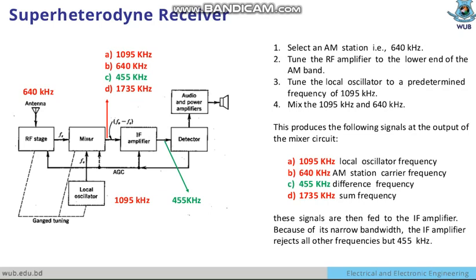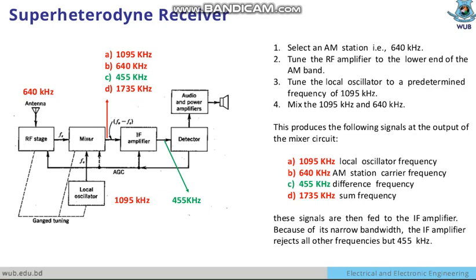Okay. Now, what is the local oscillator frequency? That is 1095 kilohertz. What is the AM station carrier frequency? The carrier frequency is the signal frequency, that means 640 kilohertz. And what is the difference frequency between these two, which will go to the IF section? That is Fo minus Fs, which we can calculate to get 455 kilohertz, and that is the intermediate frequency. That is the intermediate frequency that has to be amplified in the next stage.